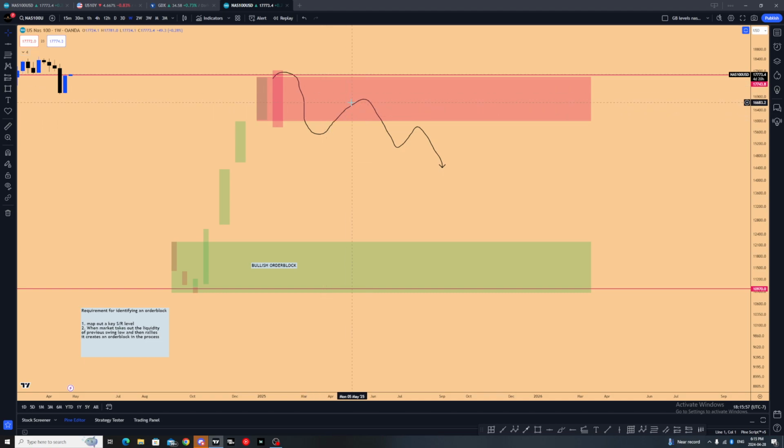Again, the key ingredient needs to be that you have hit an SR level and you had a very strong reaction from the SR level. So the upward candle going to the SR level becomes a bearish order block by definition once the rejection happens.